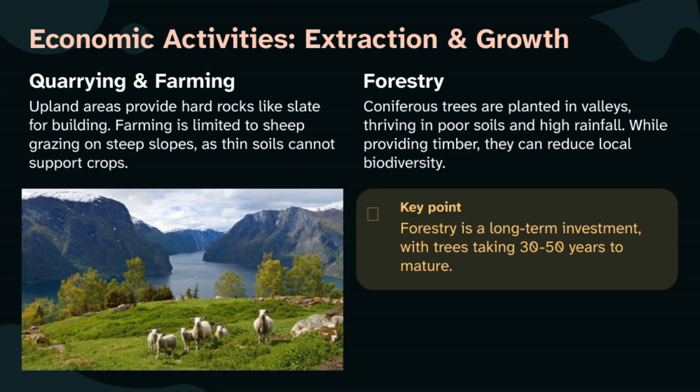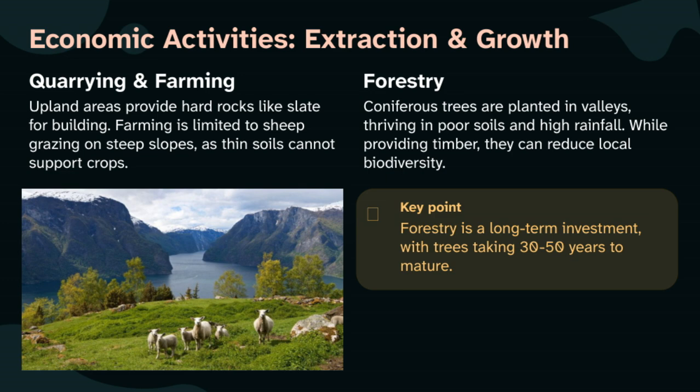The second activity is farming. Farming in glaciated uplands is often limited. The slopes are steep, the climate is cooler and wetter, and soils are often thin and poor. This means crop farming is difficult. Instead, many upland areas are used for sheep grazing. Sheep can survive on rough pasture and steep slopes better than many other livestock. However, overgrazing can cause soil erosion, reduce vegetation, and damage habitats.